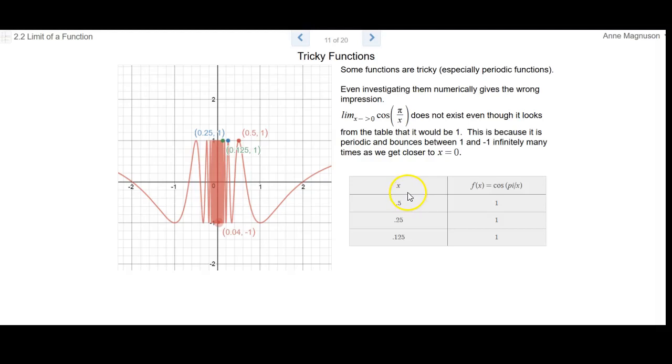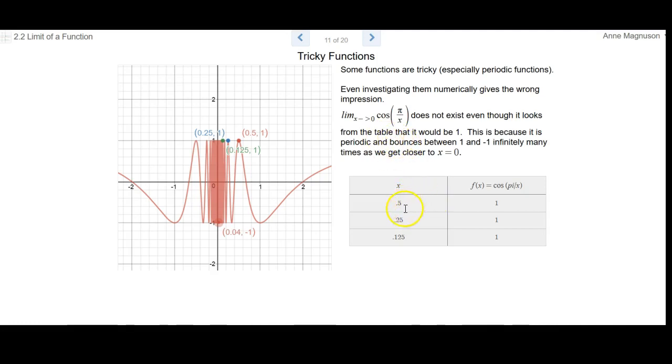Evaluating limits just numerically from a table isn't going to give you the whole picture. A lot of times periodic functions like trig functions are going to give weird repeating patterns which aren't seen if you don't pick the right values to put in your numerical table. So here's an example, cosine pi over x.